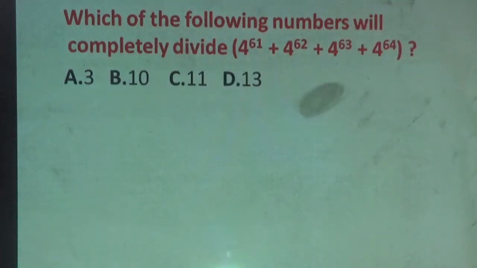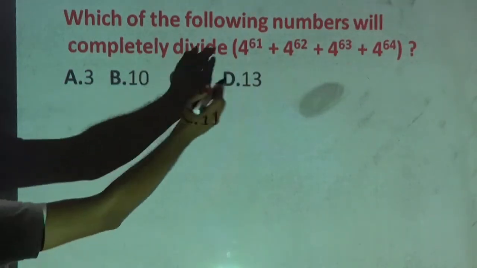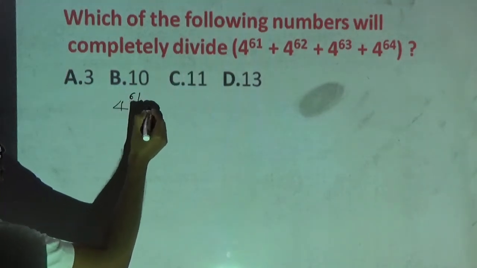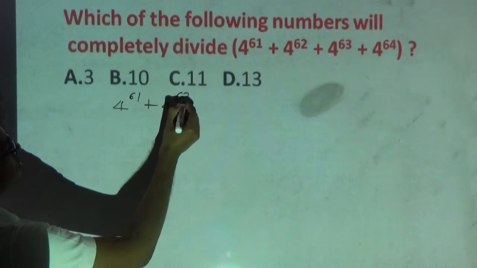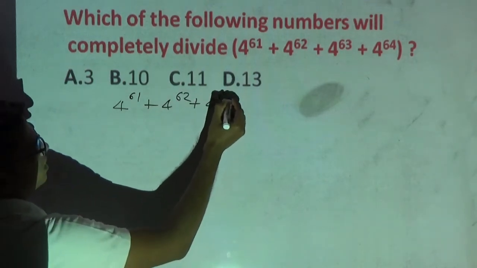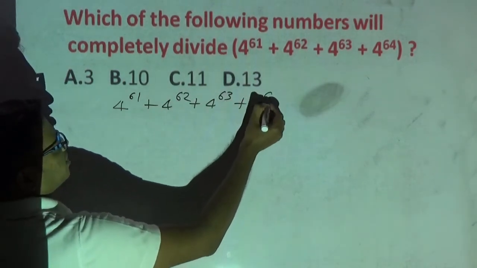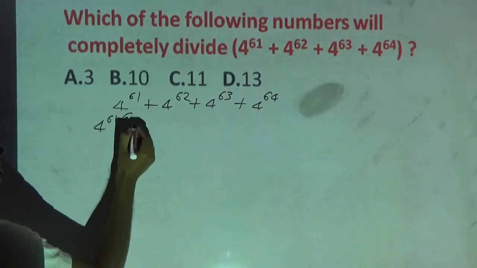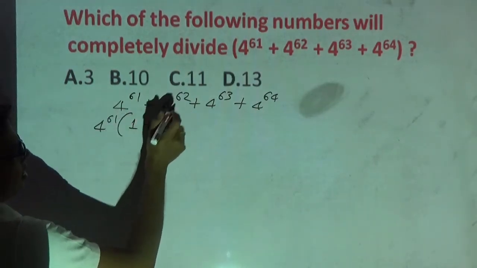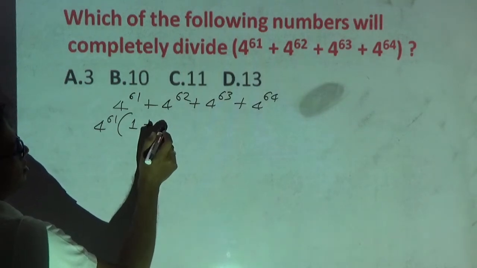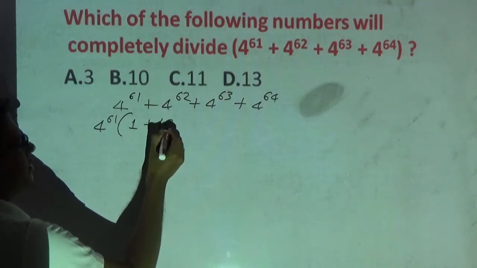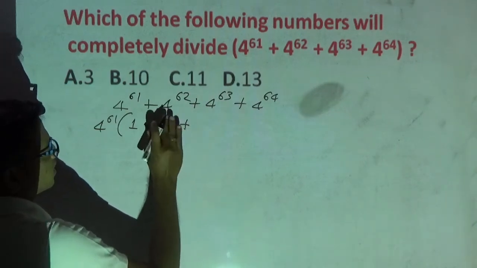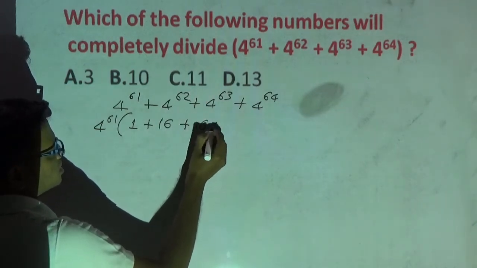Now, which one of the following numbers will be completely divisible by the given number? So, what is the number? 4 power 61 plus 4 power 62 plus 4 power 63 plus 4 power 64. Now, here I can take 4 power 61 as common, then 1 plus 4, 4 square is 16, and 4 cube is 64.